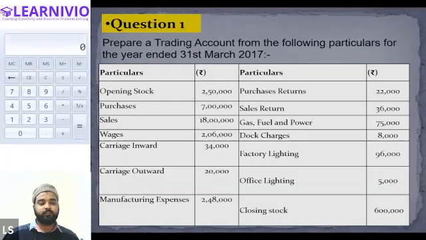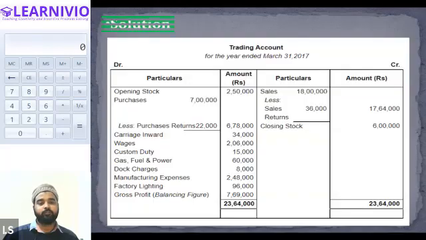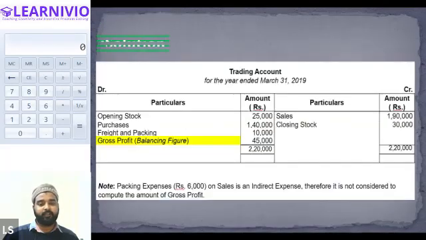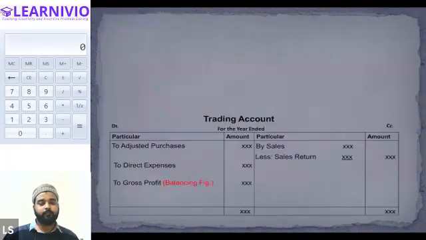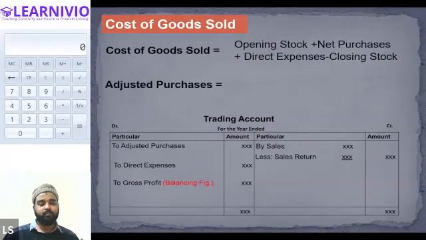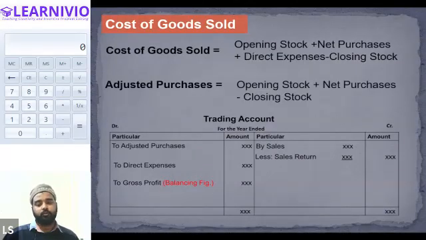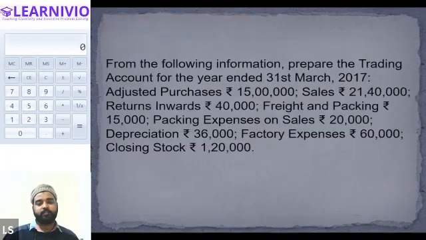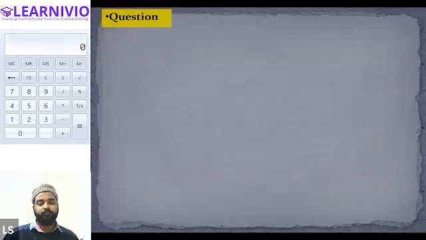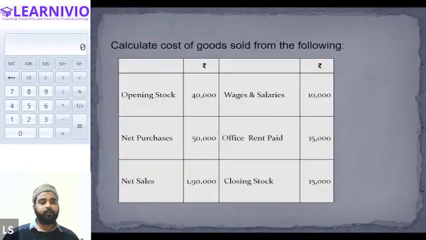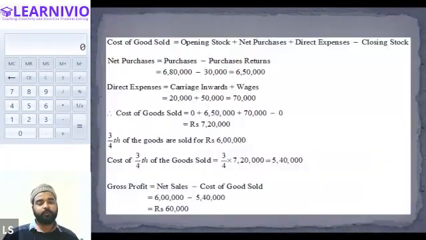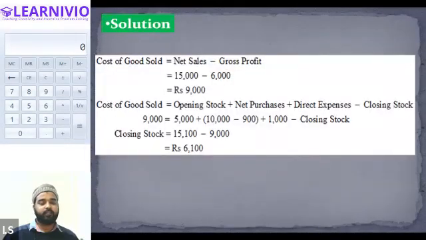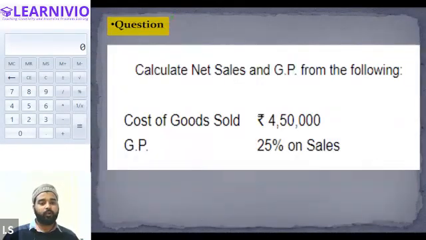Then we did a few questions wherein we needed to prepare the trading account. After the concept of the trading account, we also understood the concept of cost of goods sold and adjusted purchases, and we did a few questions based on these concepts. I hope everything that we have done in the previous classes is clear to everyone. So in today's class, we will be starting a new topic in this chapter: the profit and loss account.